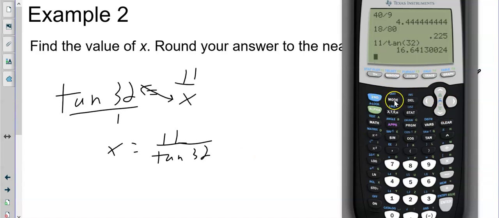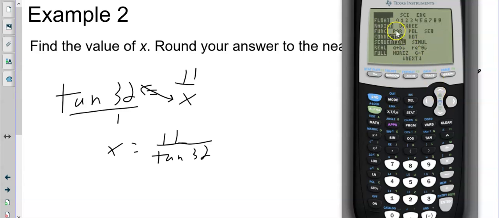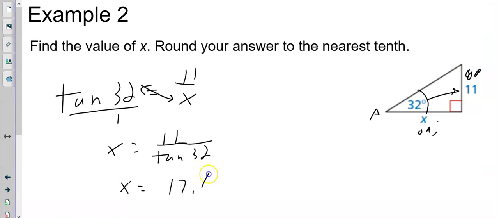So if you're using one of the graphing calculators in class, you have to hit mode. And see down here, we need to change this to degrees. So we go down, over, hit enter. Second, quit. Now we're going to do it again. 11 divided by tangent 32. And there's our answer. Okay, 17.6. It says round to the nearest tenth, so that's going to be 17.6. So we'll make sure we change the calculators in class just to be on the safe side.